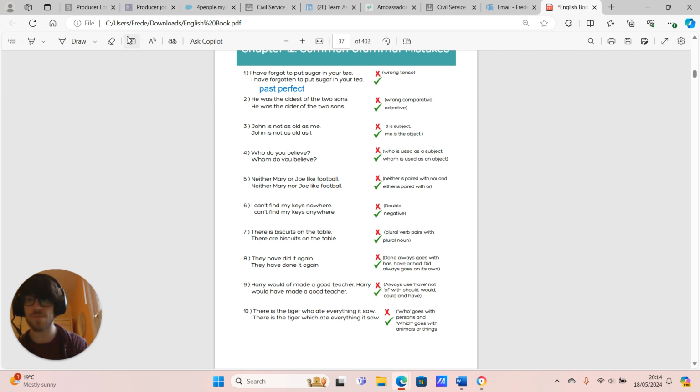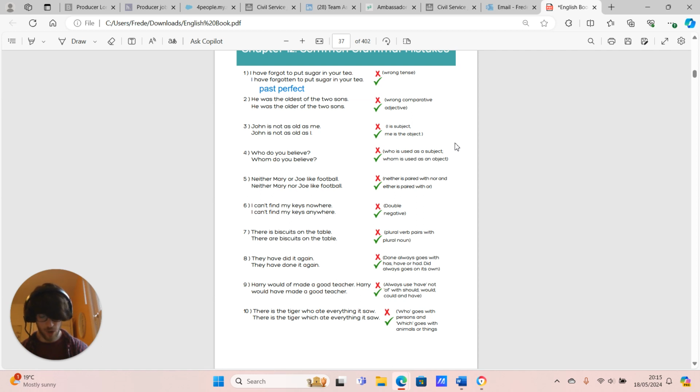Now, this is the rule. In fact, I don't need to do this. It says it right here. See this? I'm trying to highlight it for you. There you go. I is the subject. Me is the object. Remember when we spoke about active and passive? Think about that difference here.